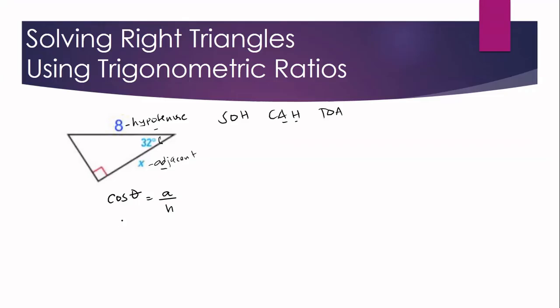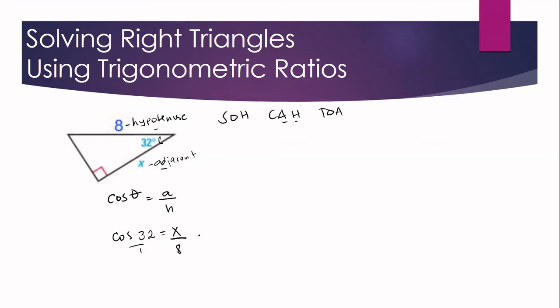And then we are going to substitute. We have here cosine. Our theta is 32 degrees. So we have cosine 32 is equal to, the adjacent side is the unknown represented by x, and our hypotenuse, the measure is 8. So basically, as we substitute, we will be having cosine 32 is equal to x over 8.